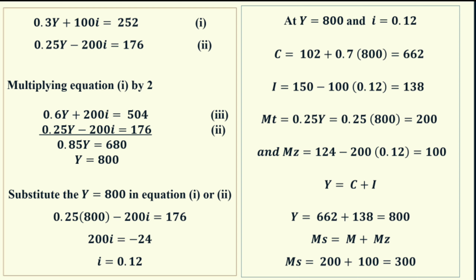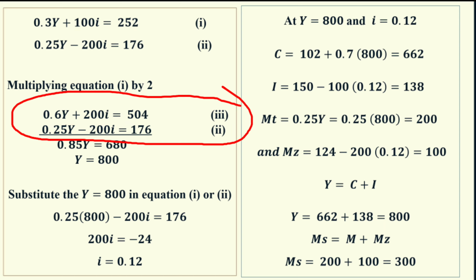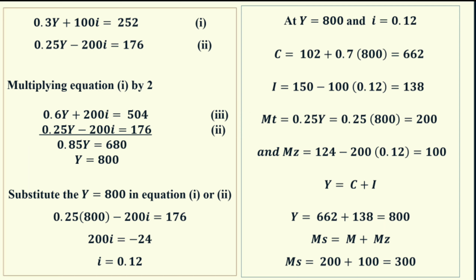For eliminating either variable y or i, I think it is easy to eliminate the value of i if we multiply equation number 1 by 2. So if you multiply equation number 1 by 2, then we will get 0.6y plus 200i is equal to 504. The second equation will remain there: 0.25y minus 200i is equal to 176. So we have the i coefficient 200 in both equations, and we can eliminate this by adding these two equations.